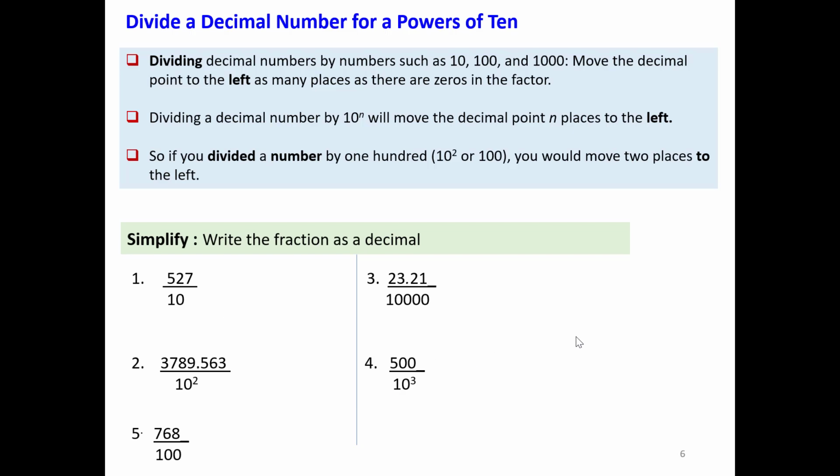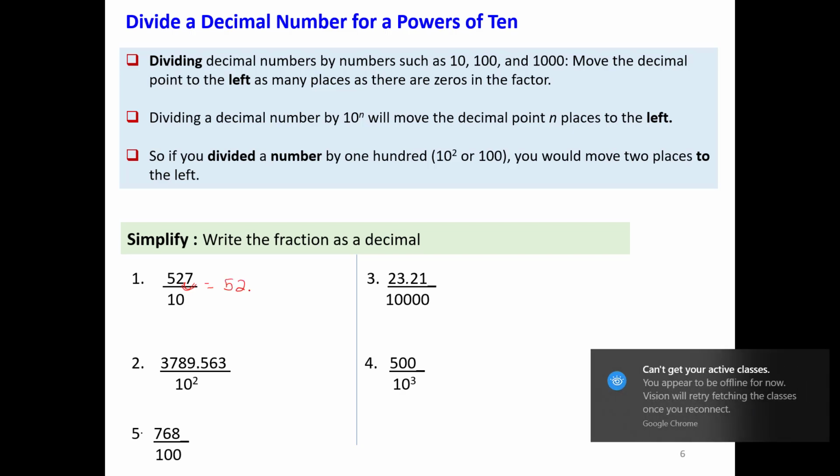If we need to divide 5227 divided by 10. If there is no explicit decimal point, we know the decimal point is at the end. Because we are dividing by 10, which has one zero, we need to move the decimal point one place. Then here, the answer will be 52.7.